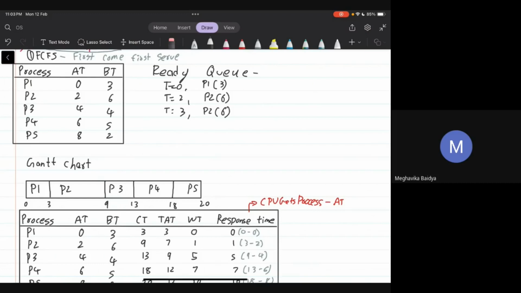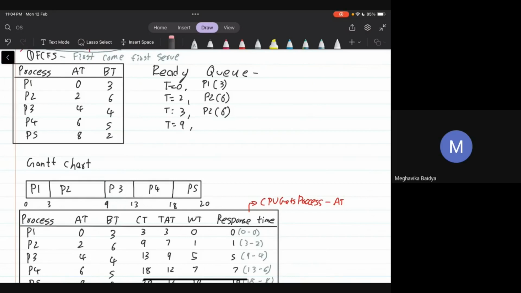Now if you see in the arrival times, at t equals 3 no other process arrives, so you don't have to write anything. Now P2 will continue its execution from 3, and it will take 6 more. So you can directly write t equals 9, which is 3 plus 6. And now you'll see that P2 got its execution over at 9.